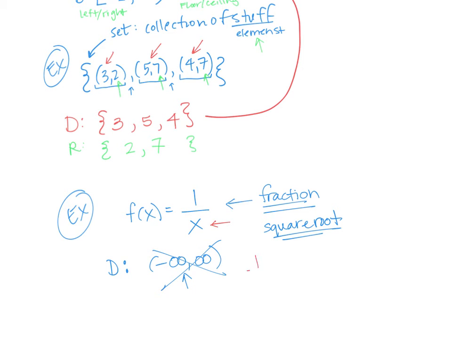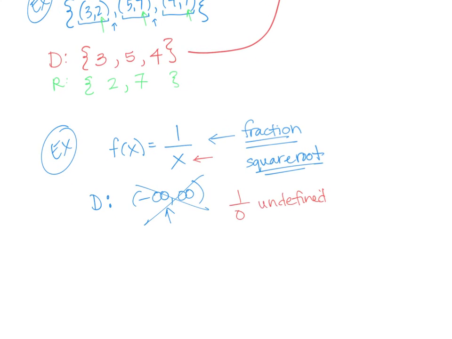The reason why we can't say this here is because we cannot have an x value of 0. You can't take 1 over 0. 1 divided by 0 is undefined. It doesn't make any sense. And so x cannot be 0, but it can be any number except for 0. So we could say any real number except for 0.